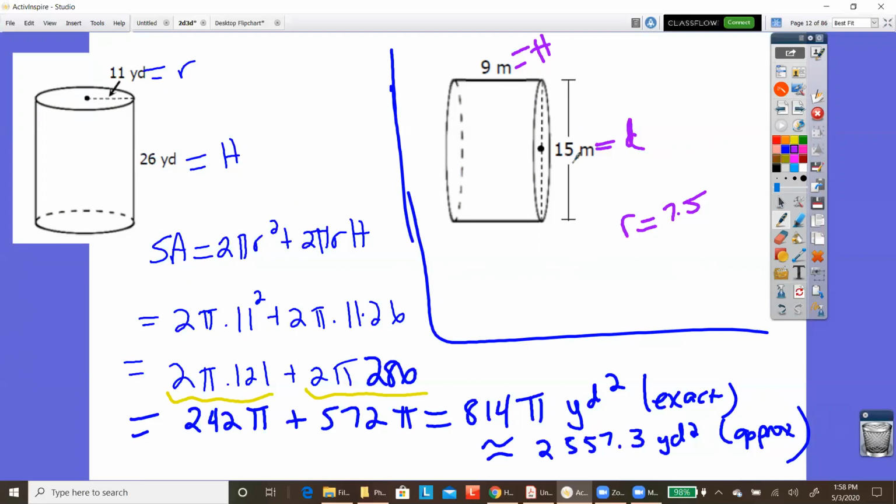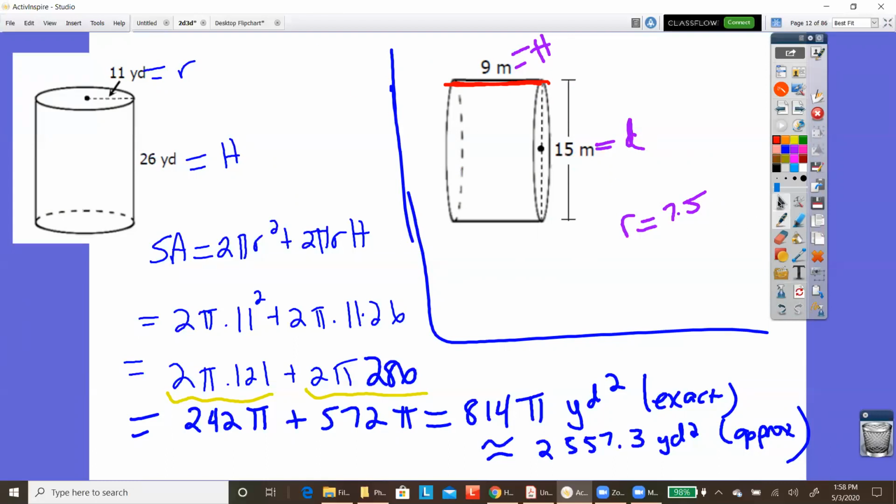Sometimes they give you the diameter, like in this case, diameter is 15. Radius would be half of that, 7.5. The height is the perpendicular distance between the circles, even if it's laying sideways, so the height is still 9. So you'd still plug into the same formula, but be careful what you plug in.